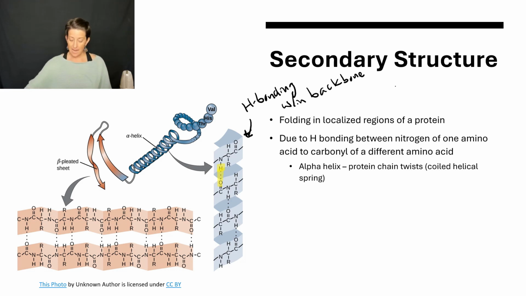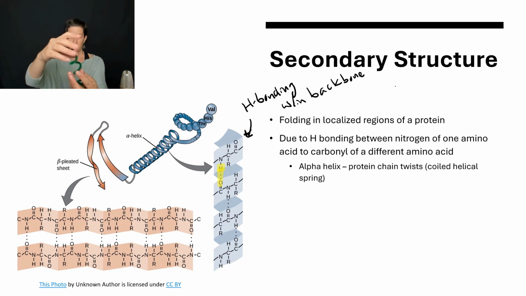The first is the alpha helix. So you have kids, so you can have art supplies, right? That's how I explain it.